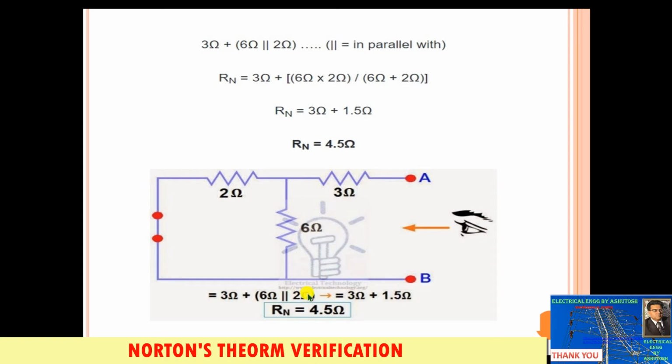So 6 twos are 12, divided by 6 plus 2, 8. So it becomes 1.5 plus 3. So Norton's resistance or Thevenin's resistance, in this theorem it will be called Norton's resistance. So it becomes 4.5 ohm. So basically the procedure of finding Norton's resistance is the same as it was in Thevenin's theorem.